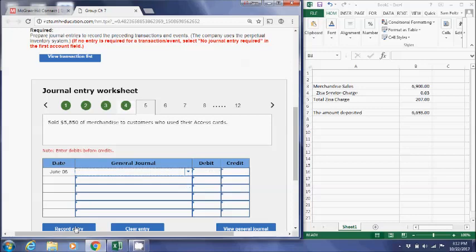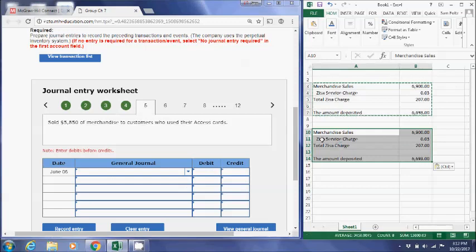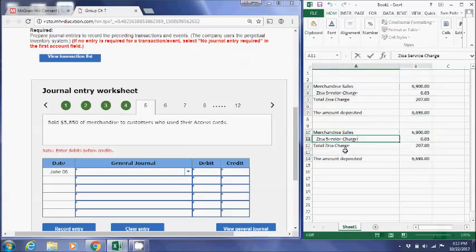We move on to our June 6th transaction. It says we sold $5,850 of merchandise to customers who use their access cards. So I'd say we really have kind of the same thing. I'm just going to take this and copy it down here, and then we'll change a couple things. Instead of saying the Visa service charge, we'll say the access service charge. So we'll take Visa out, we're going to call it access, and whoops, that didn't work out too well, did it? There's Visa. We'll do it up here.